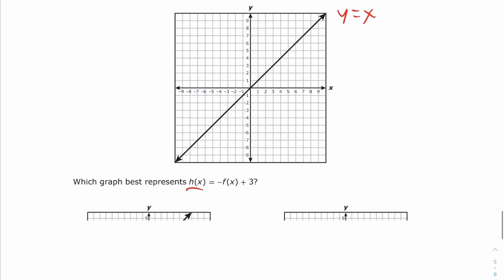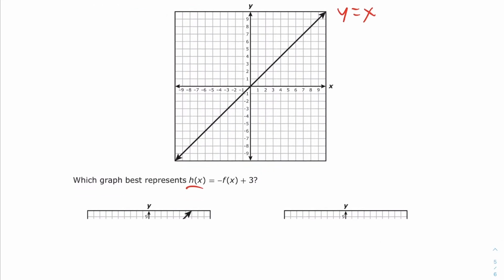Here is a new function called h. It's going to be the negative of f of x plus 3. In the last days of notes, I showed you how to do this plus 3, and this negative f of x should be a really easy thing to do. Okay, so we're just going to use some substitution. This right here is f of x. All of that whole graph, that line, is f of x. f of x is the parent, so it's just equal to x.